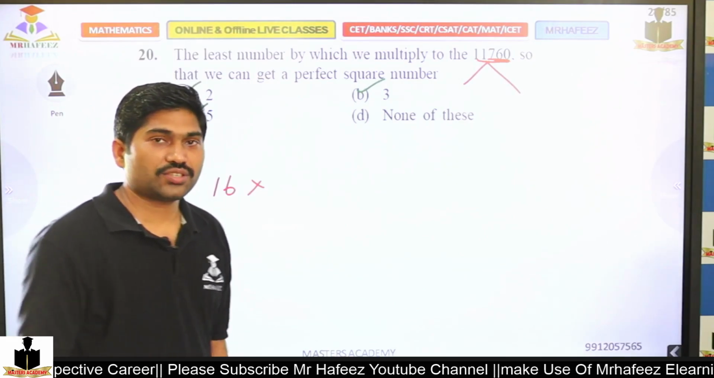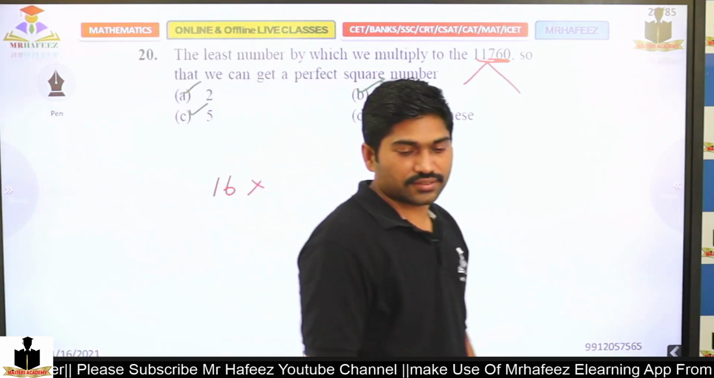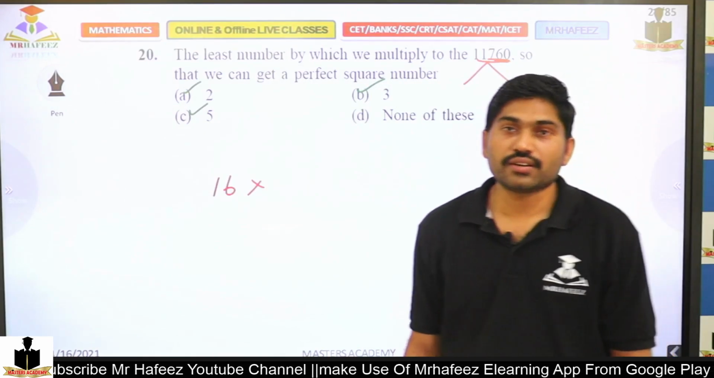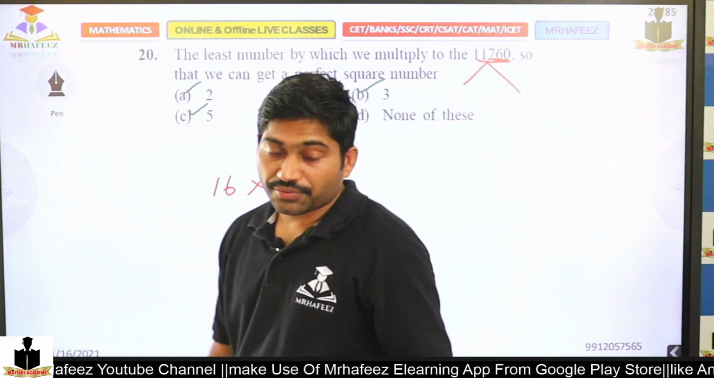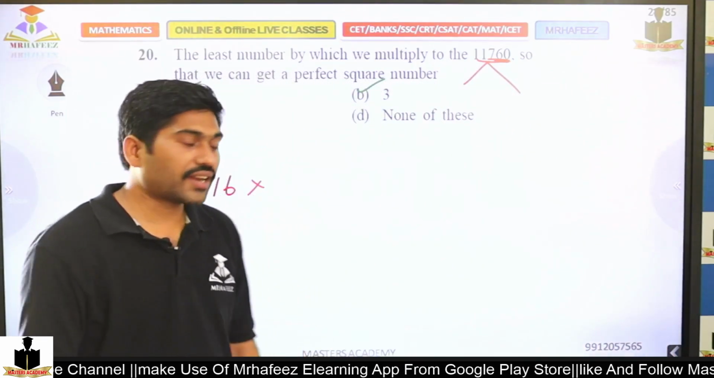You should be very fast. You are not kids, you are aspirants. You should calculate faster and accurately. 735.